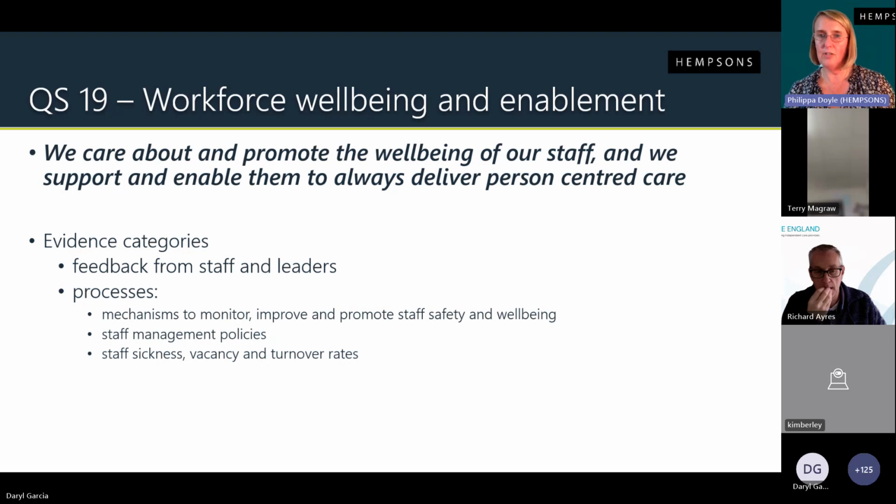So the evidence categories CQC will be looking at here will be feedback from the staff themselves and from leaders within the service. But again, they're also going to be looking at your processes, so your systems, your policies, your procedures, and they'll look to see what mechanisms there are to monitor and improve and promote staff safety and wellbeing. They'll look at your staff management policies, and they'll look at your sickness, vacancy and turnover rates potentially. So if we move on, Daryl.